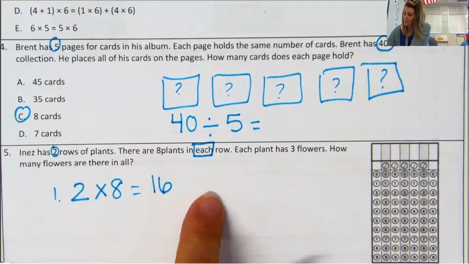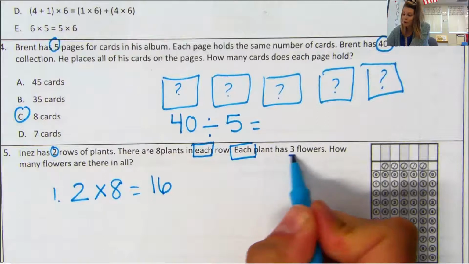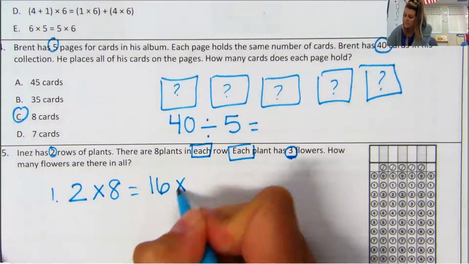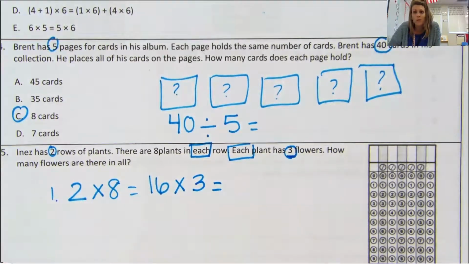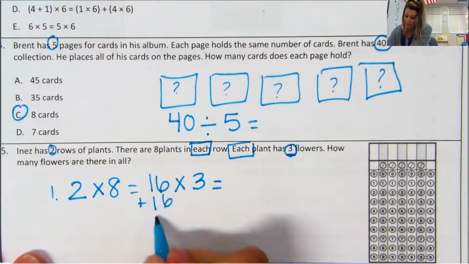16. But then each plant has 3 flowers. So that's like saying 16 times 3. Now, guys, you might not know what 16 times 3 is, but can you use a different strategy? Yes, repeated addition. If you don't know what 16 times 3 is, stack it and add 16 plus 16 plus 16.